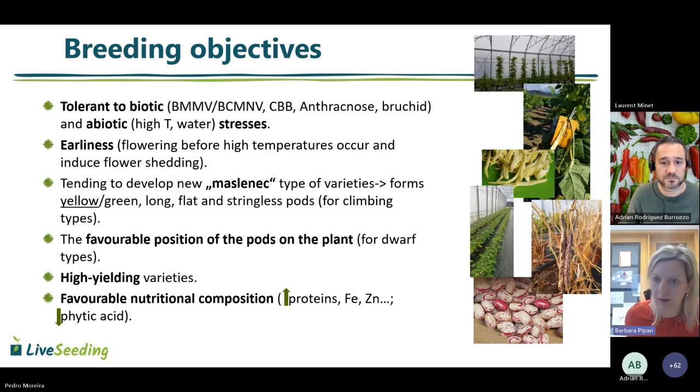And what are the breeding objectives in our common bean breeding program? I'm sure that all of you know common bean very well, and we all know that common bean has different growth habits. We have dwarf types, we have climbing ones, and we can use beans as fresh pods or as dry beans, and with these different appearances of the beans also come different breeding objectives. I've listed some main breeding objectives which are the most important in our breeding program.